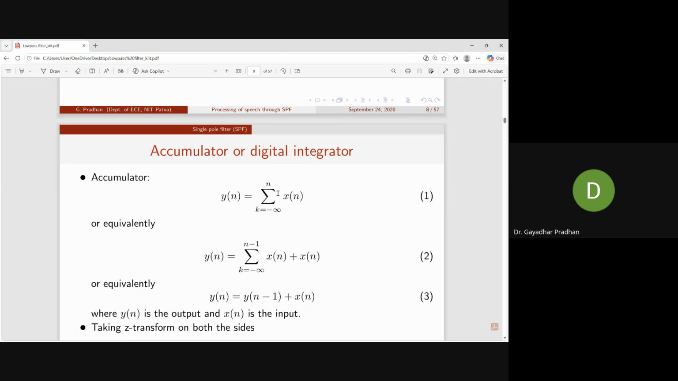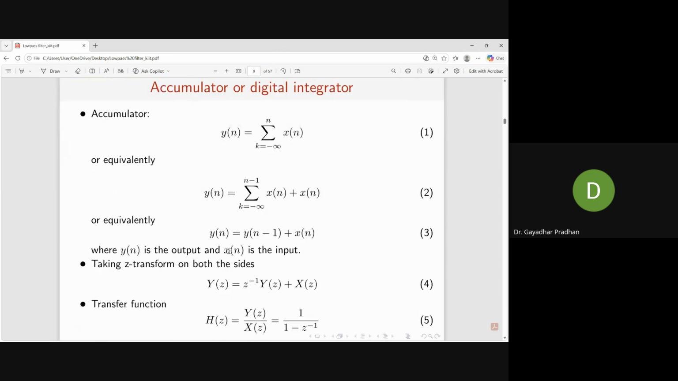That means from minus infinity to n we are adding. If I just rearrange this equation, I can write y[n-1], which will be the sum from minus infinity to n minus 1. That means in a recursion I can write y[n] is equal to y[n-1] plus x[n]. I will just arrange this equation.